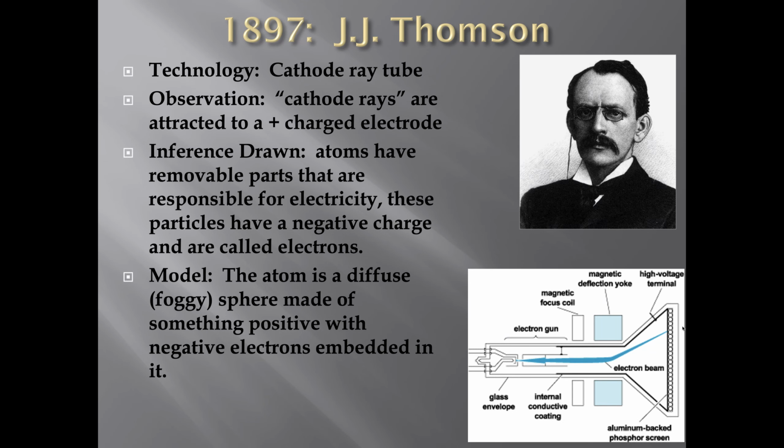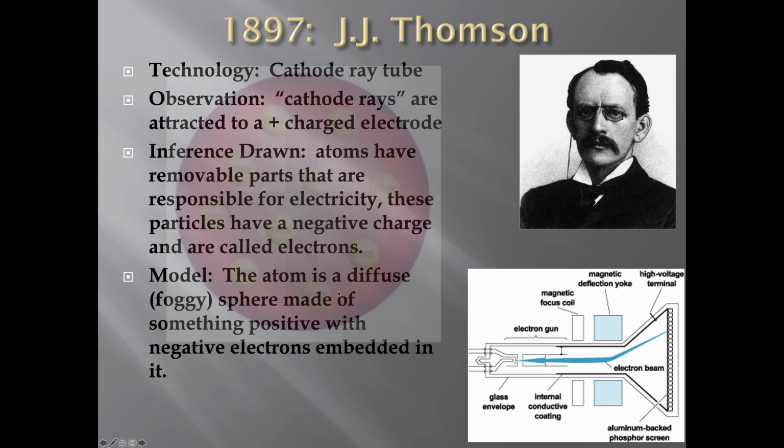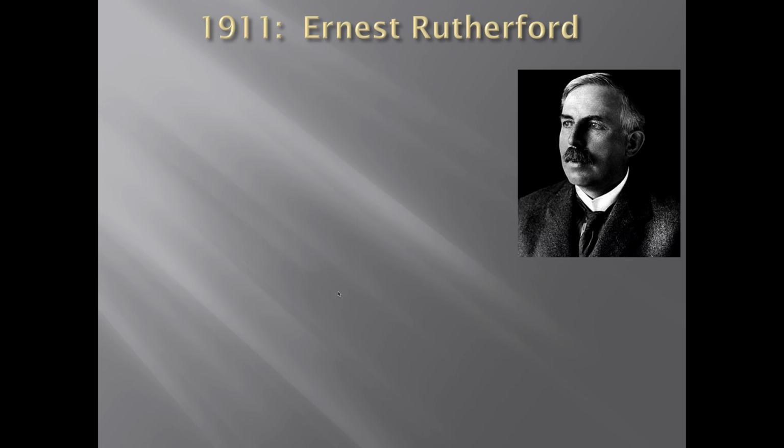So his model was that the atom is a diffuse, positively charged sphere with negatively charged electrons embedded in it. The name for the model was originally the plum pudding model, where these would be raisins embedded into plum pudding. A more recent concept would be the chocolate chip cookie dough model. A chocolate chip cookie dough ball has positively charged cookie dough, and the chocolate chips themselves are negatively charged. Actually, they look a little bit more like Reese's Pieces, but never mind. So that's the Thomson model of the atom.